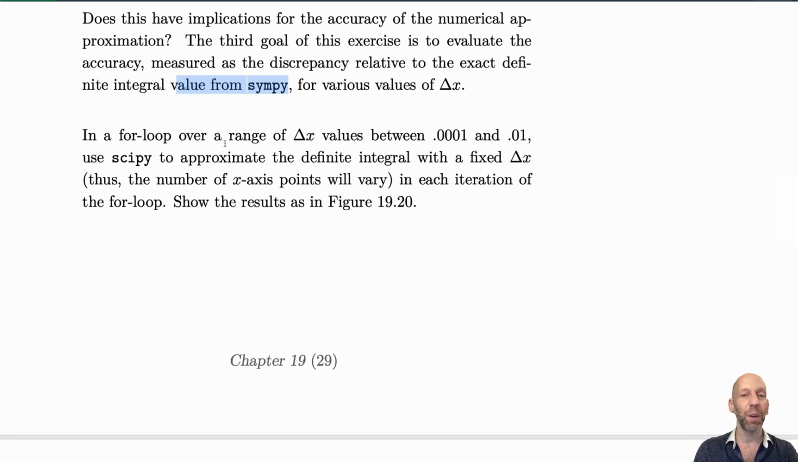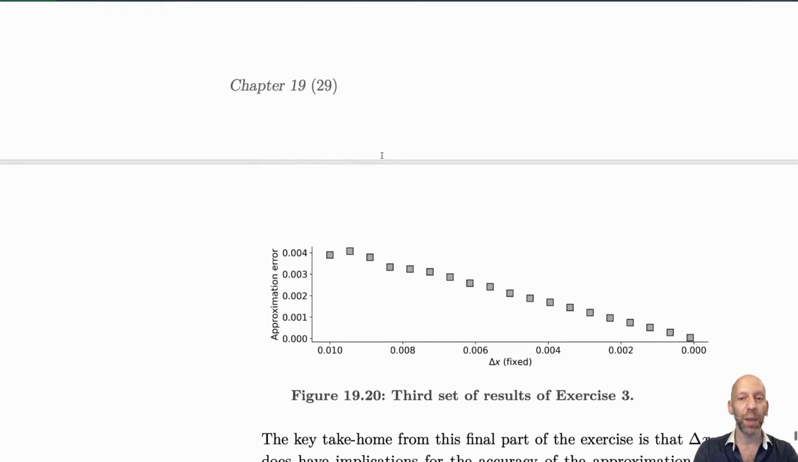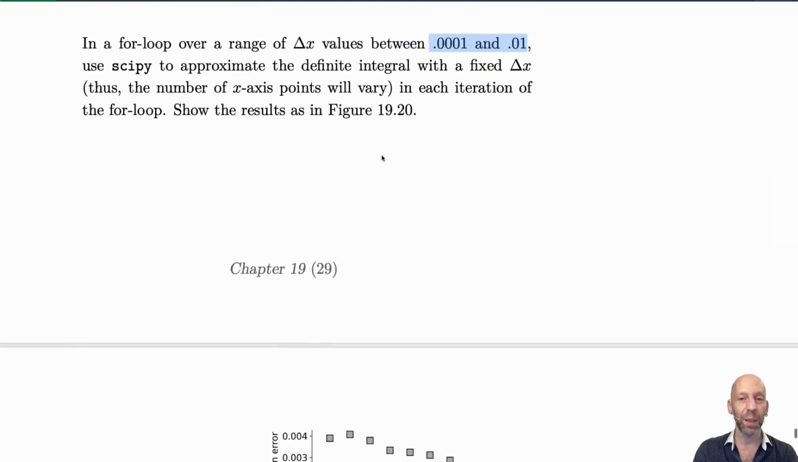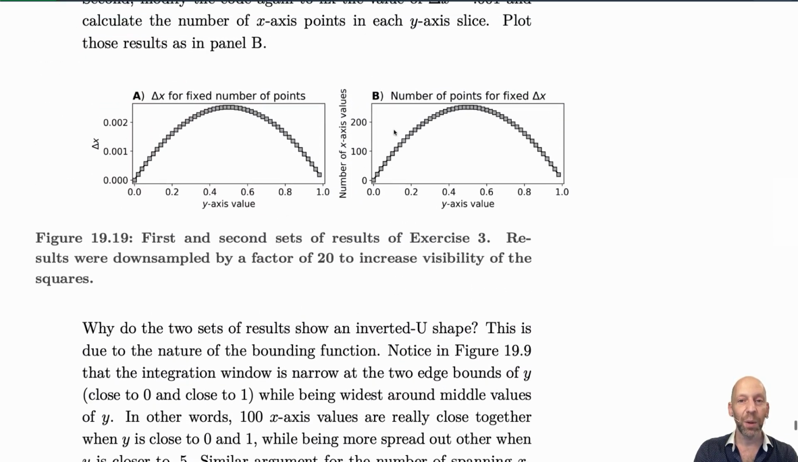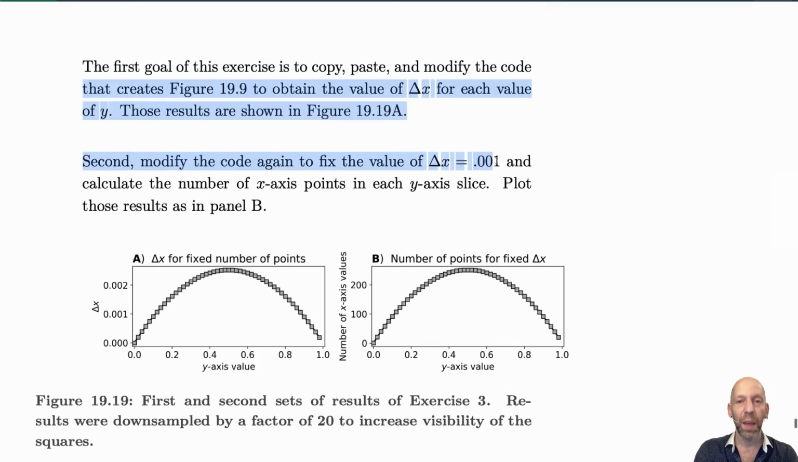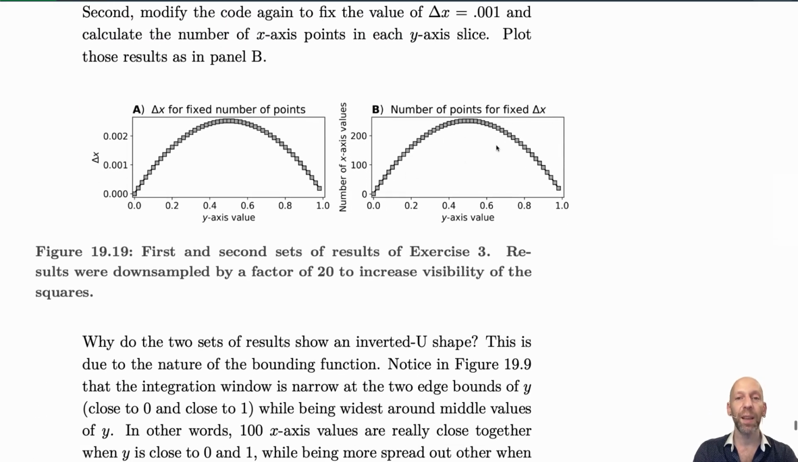Okay, and we're going to do this in a for loop, ranging over different delta x values between 0.0001 and 0.01. And then the result you will get will look something like this. So in the first part, let me just make sure that this is super clear. What we did in this second part of the exercise is fix delta x to be 0.001, and then we found that the number of points varied for this fixed value of delta x. And now what we are going to do is actually integrate the function. Right here, we did not integrate the function, we just counted the number of points.